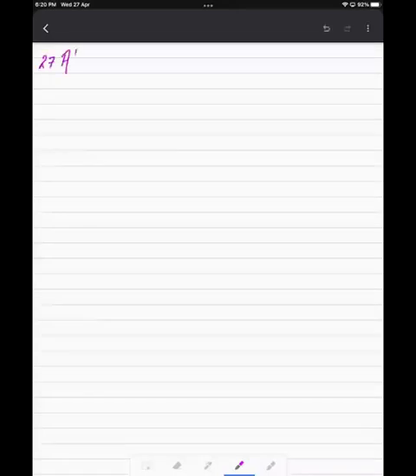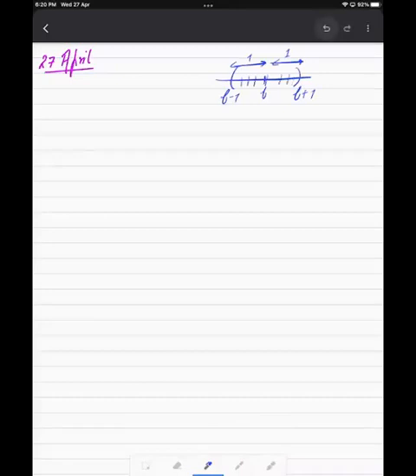Actually, one more thing. There are infinite numbers of rationals in any neighborhood. Let's say I'm taking b minus 1 to b plus 1. So this is my b and this distance is 1. So there will be infinite rational numbers here.